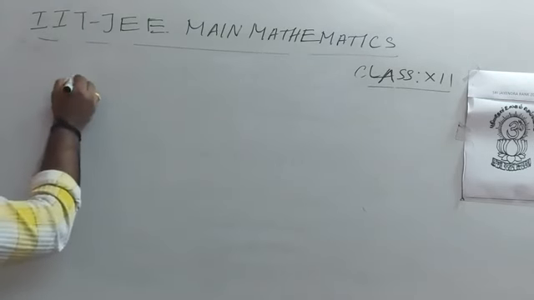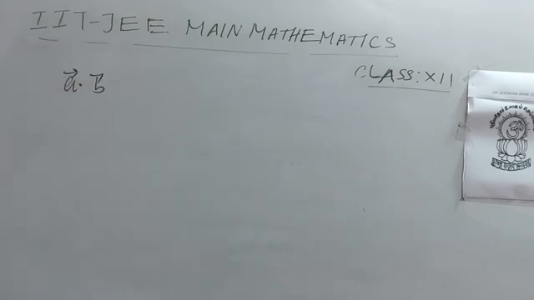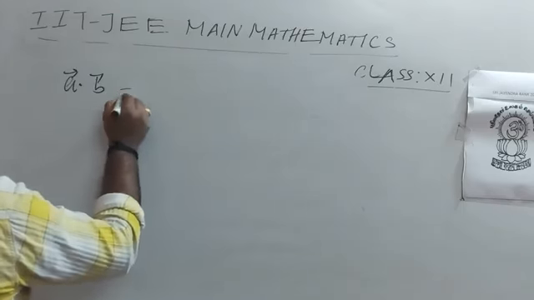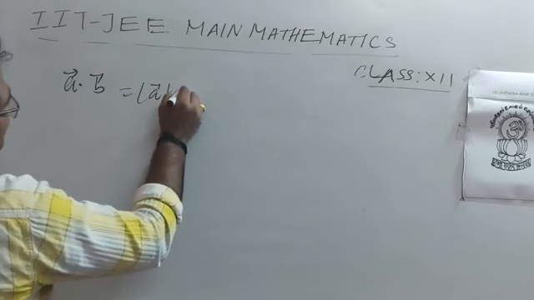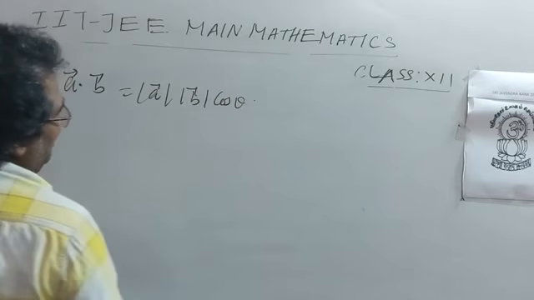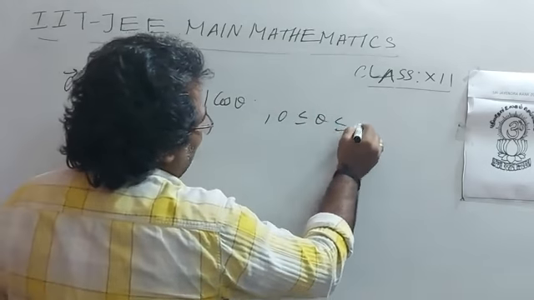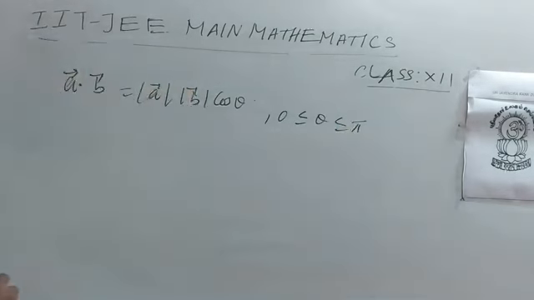So A vector dot B vector, A and B are two non-zero vectors. A vector dot B vector is defined as modulus A vector, modulus B vector cos theta, 0 less than equal to theta less than equal to pi.